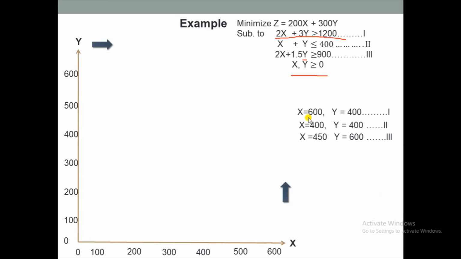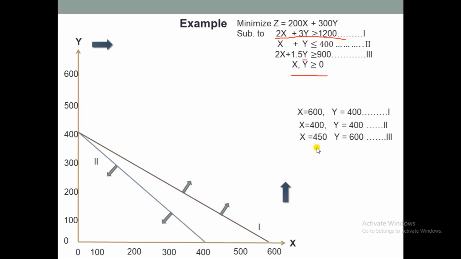So let's take the first coordinate, 600 comma 400. Here is 600, here is 400. This is going to be the first line, which connects the points 600 and 400 for constraint number 1. It is a greater than type, so it will be above the line, or away from the origin. These arrows show that it is above the line. This was the first. Second is x 400, y 400. It is less than 400, meaning below the line, towards the origin, for the second equation.